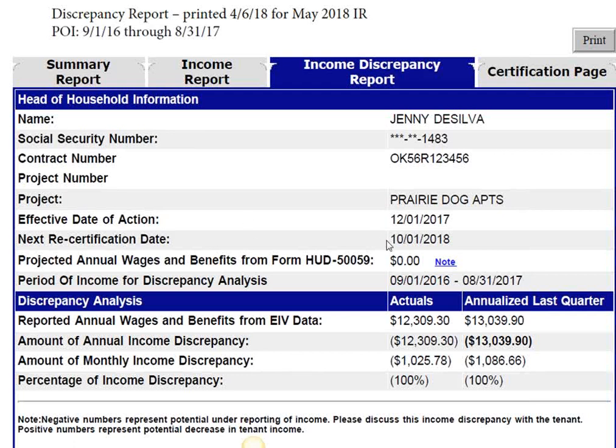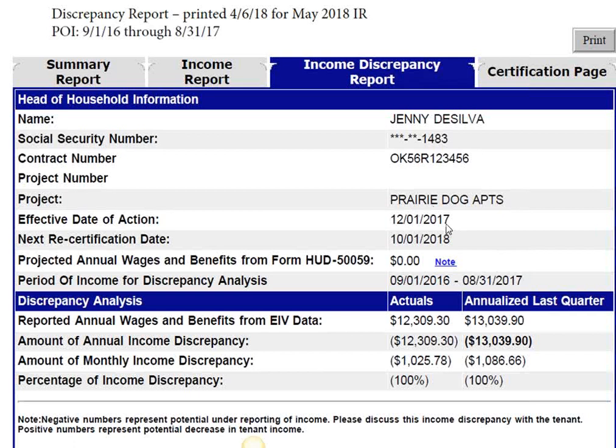Also, you can tell I get recertified in October of every year. So a 12/1/17 cert can't be my annual, right? This is an interim, all right? Why do you do interims? Change in the income or household. Right. Keep that in mind. That's critical, okay? So the cert that EIV thinks that you as managers have made an error on is a 12/1/17 interim.